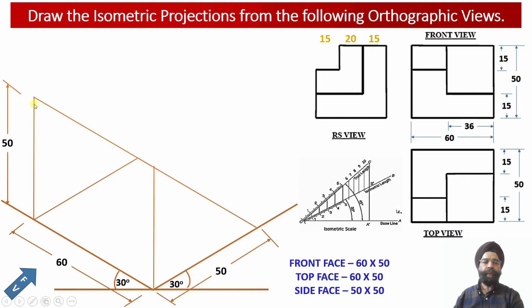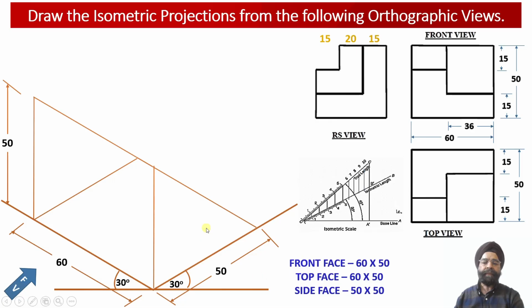This isometric edge will measure 50 millimeter and will be parallel to the y-axis. And this isometric edge, which we have drawn from this point, will measure 60 millimeter and will be parallel to the x-axis. This way the front face construction of the solid has been obtained in the isometric projection view.